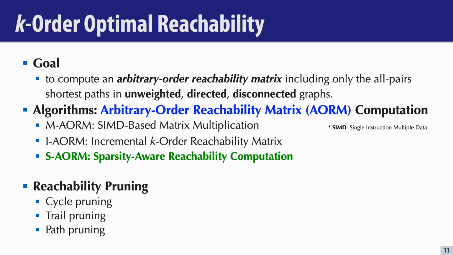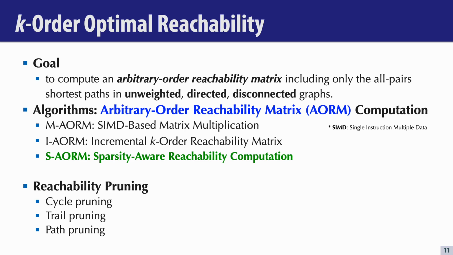Our goal is to compute an arbitrary order reachability matrix, including only the all-pair shortest paths in unweighted, directed, disconnected graphs. To achieve this, we introduce the AORM framework, which performs the fast computation of optimal reachability matrices. In our work, we present three types of AORM algorithm. MAORM exploits SIMD-based matrix multiplication. IAORM utilizes an incremental k-order reachability matrix without matrix multiplications. SAORM uses a sparse matrix for incremental matrix multiplication for reachability computation.